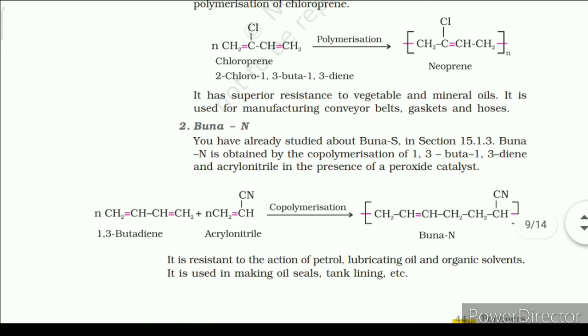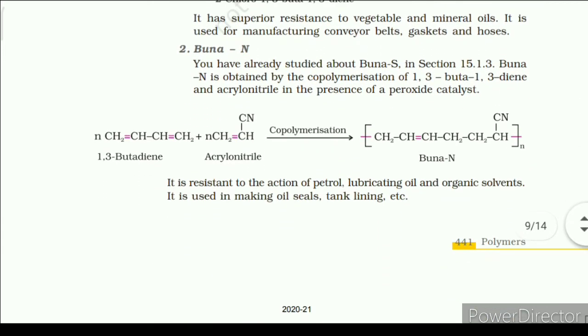Number 2. Buna N. You have already studied about Buna S in section 15.1.3. Buna N is obtained by copolymerization of 1,3-butadiene and acrylonitrile in presence of a peroxide catalyst. It is resistant to the action of petrol, lubricating oil and organic solvents. It is used in making oil seals, tank lining, etc.